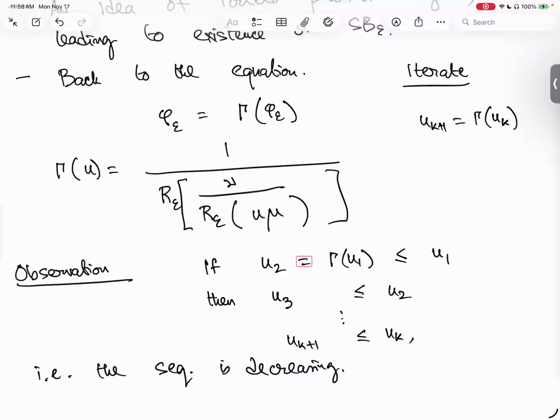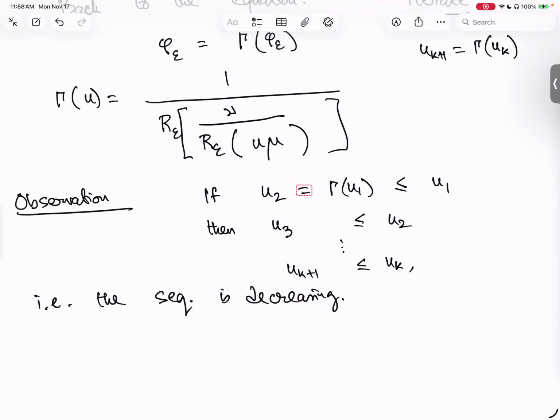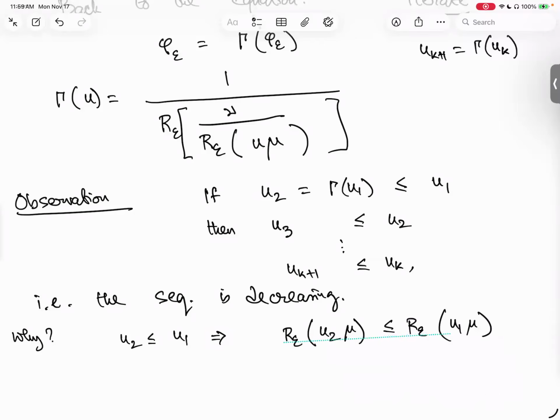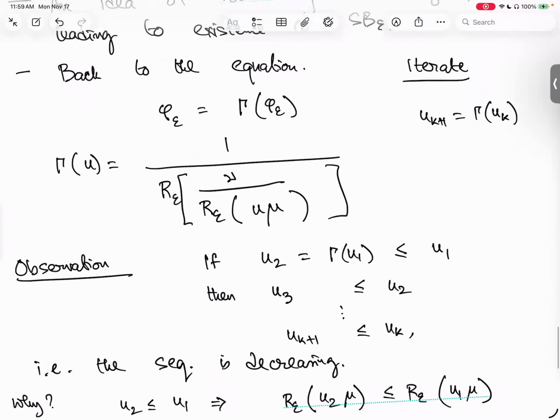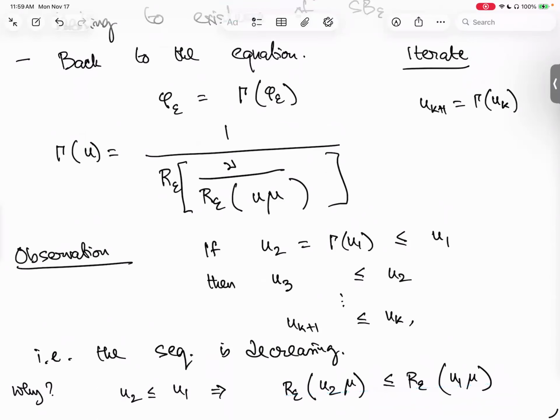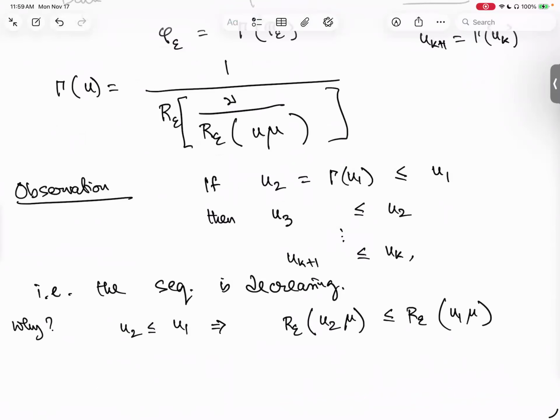So let's start with U2 is less than or equal to U1. So why? Suppose U2 is less than or equal to U1. This implies that R epsilon of U2 mu must be less than or equal to R epsilon of U1 mu, because mu is non-negative, multiplied by both sides. So this has to be non-negative, by the way. I'm assuming everything is non-negative. It's not important for this argument, but all the functions are non-negative. This must be true.